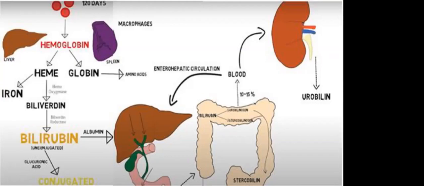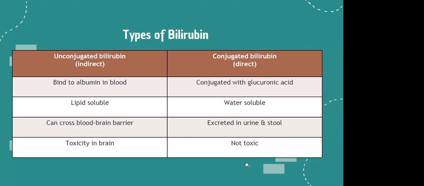Okay, next. This is the type of bilirubin where we are discussing unconjugated and conjugated. Unconjugated, another name is indirect. Conjugated is direct. Unconjugated will bind to albumin in the blood. Conjugated bilirubin is conjugated with glucuronic acid. Unconjugated is lipid soluble. Conjugated is water soluble. Unconjugated can usually cross the blood-brain barrier and cause toxicity in the brain. Conjugated will be excreted in the urine and stool, and usually does not cause toxicity in the brain. Okay, next.